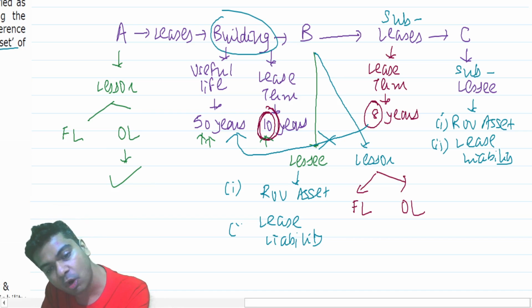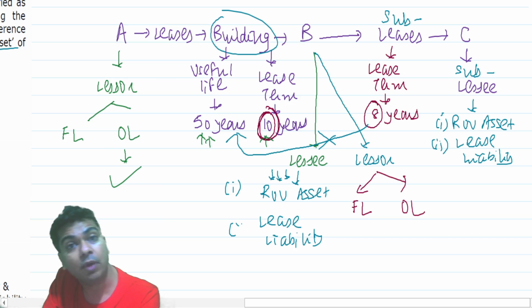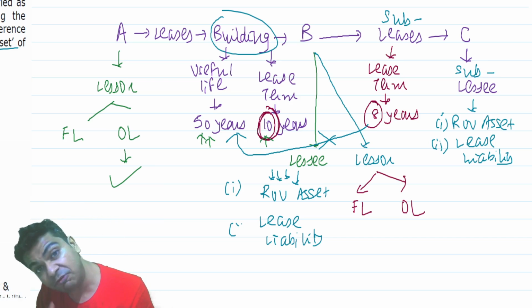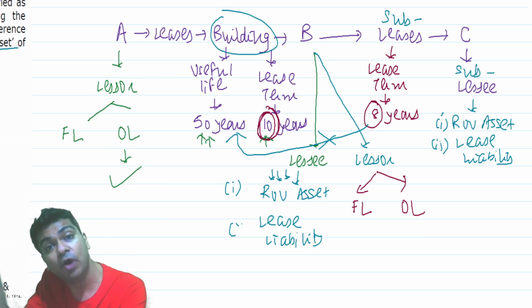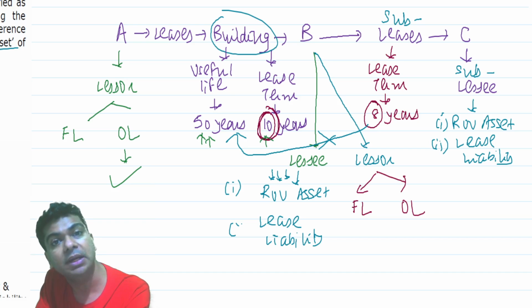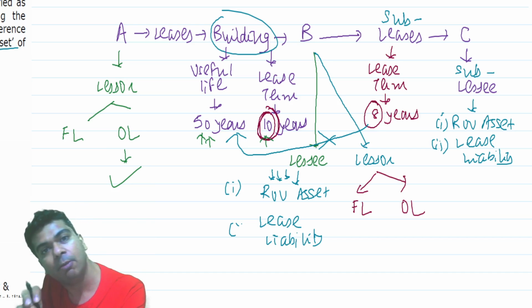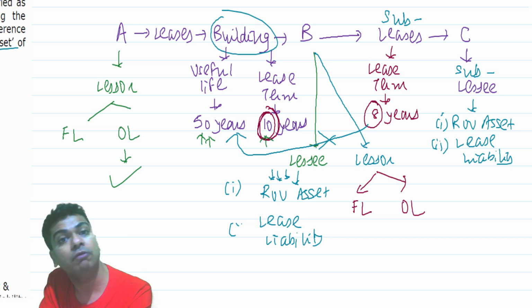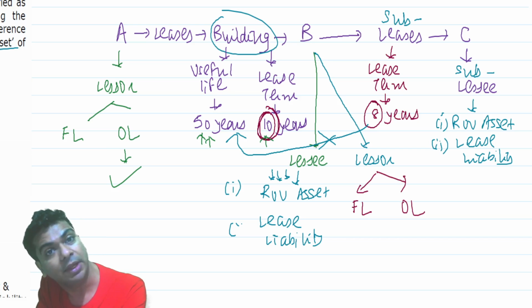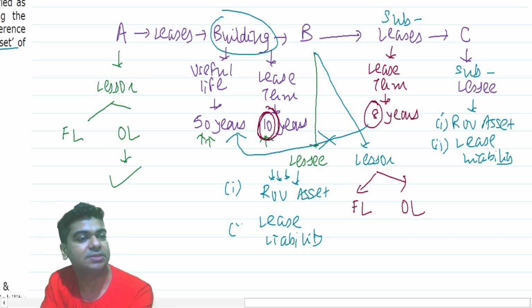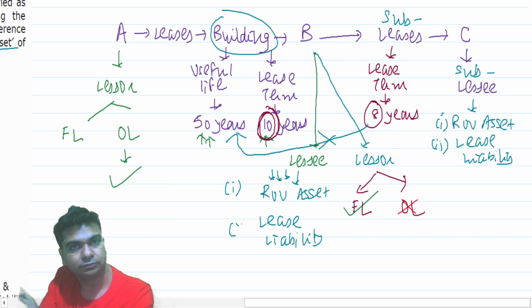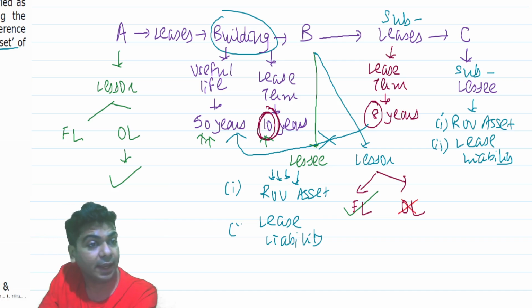B has recorded the ROU asset considering a lease term of 10 years. Out of a lease term of 10 years, you have subleased it for 8 years. You have subleased it for a major part of the useful economic life, and that is the reason you will classify this as a finance lease. So when it comes to the books of B, we will classify this as a finance lease. Comfortable? Okay, now what more?